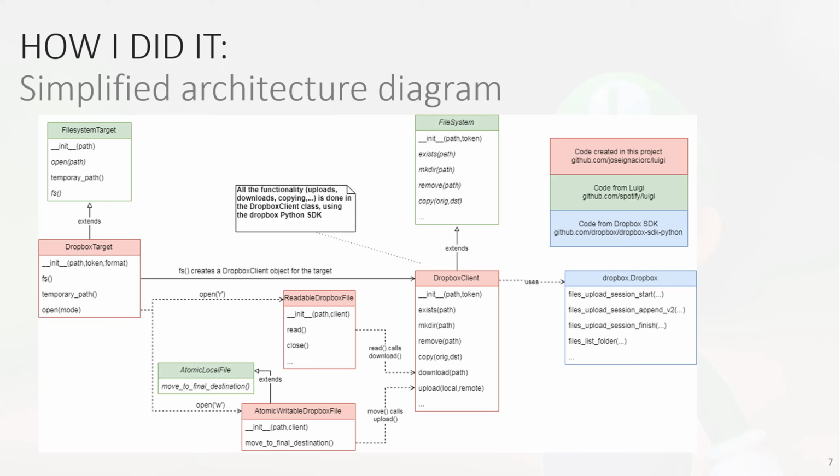The Dropbox library contains methods that are useful for managing the files in the Dropbox cloud. It provides methods for uploading, downloading, renaming, listing directories, and so on. This class will be used by my Dropbox Client class, which in turn will be used by the most important method of the Dropbox Target class, the open method.